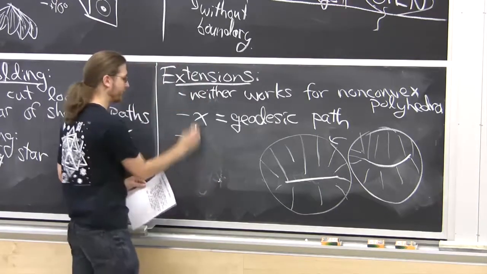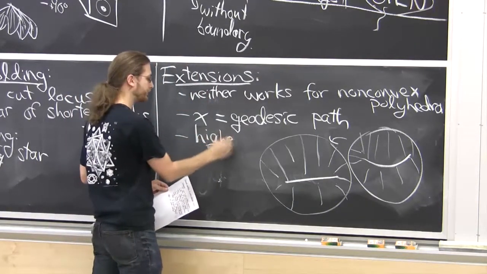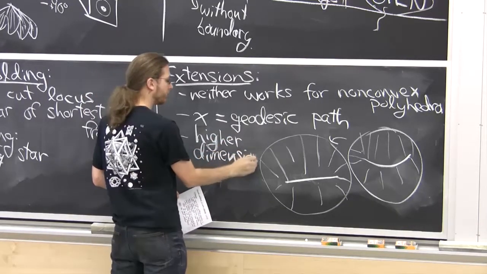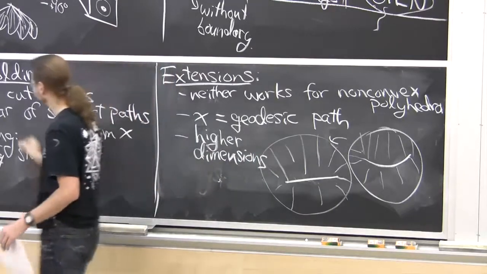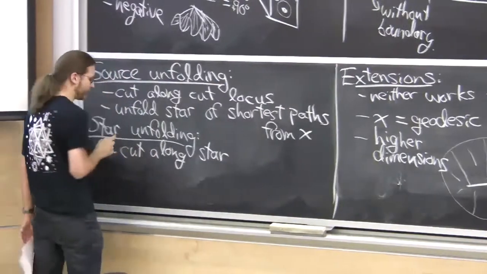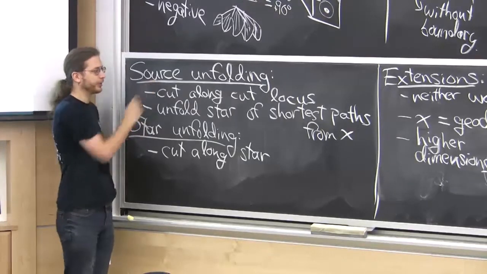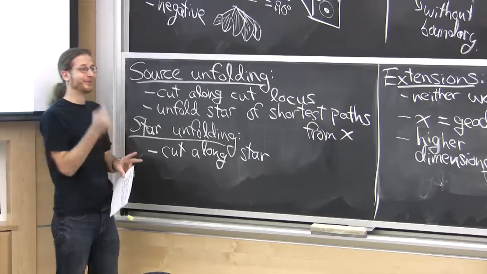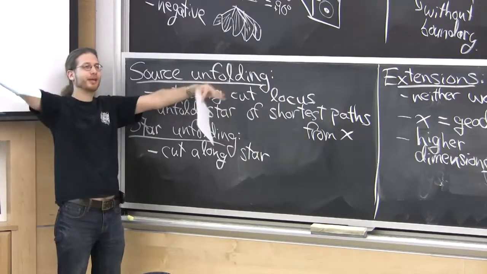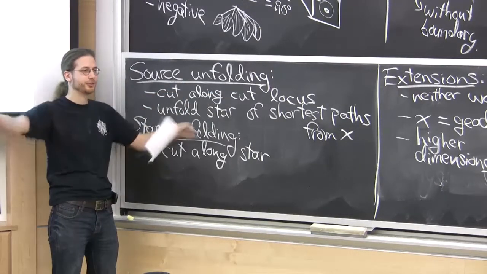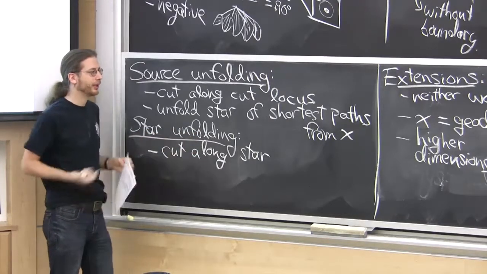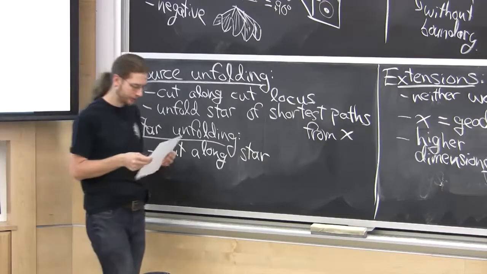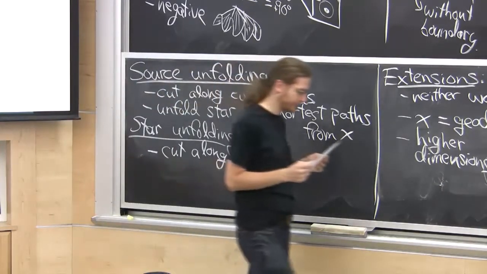You can do higher dimensions. Star unfolding doesn't necessarily make sense in higher dimensions. I don't think I've thought about it much. But source unfolding makes sense. So you have some 4-polytopes, a little hard to imagine. You take some point and just radiate out from there, unfold like that until you hit yourself, and then you stop. And that works in any dimension. Source unfolding works in any dimension. That's fairly recent, 2003, Miller and Pak.